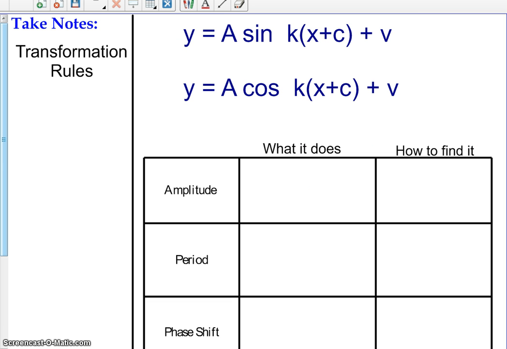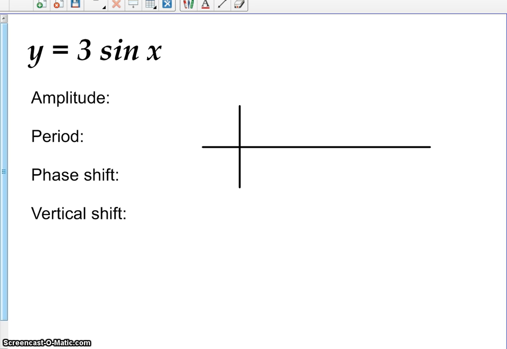So let's move on from that. Let's look at some examples. This is actually from the worksheet that you were given, number 3. Numbers 1 and 2 just talk about what a sine curve looks like and what a cosine curve looks like. This is number 3. All right. So here our amplitude is 3.